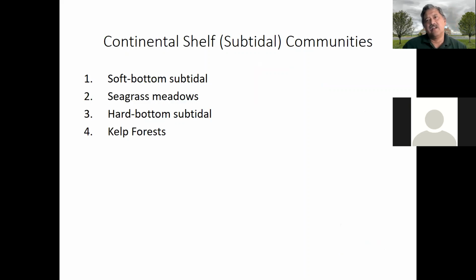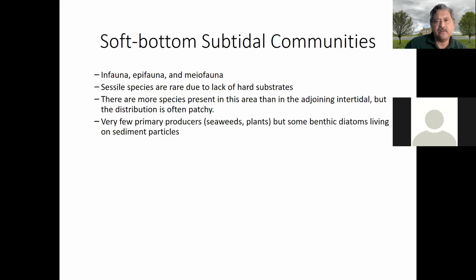All right, so speaking of specific areas or communities, there are different communities that are found in the shelf regions of the ocean. We have the soft bottom and the hard bottom. We have the seagrass and the kelp forest. So we're going to take a look at those. Let's take a look at the soft bottom subtidal first.